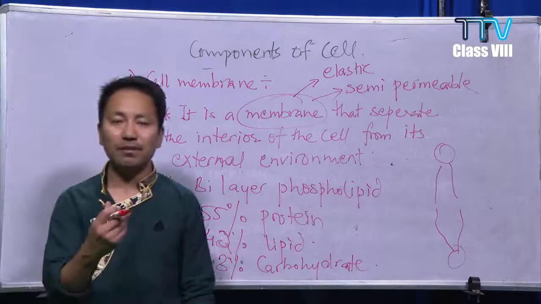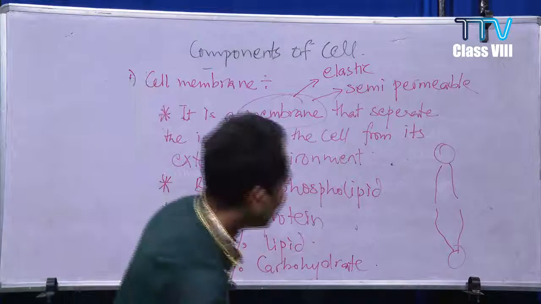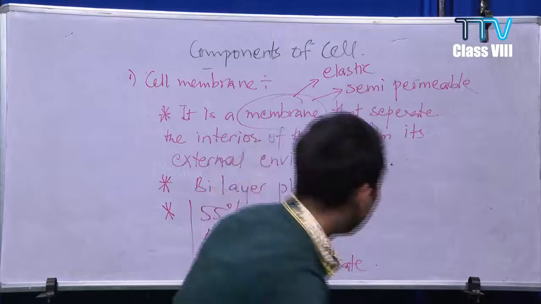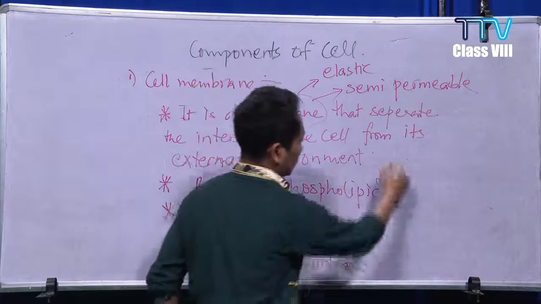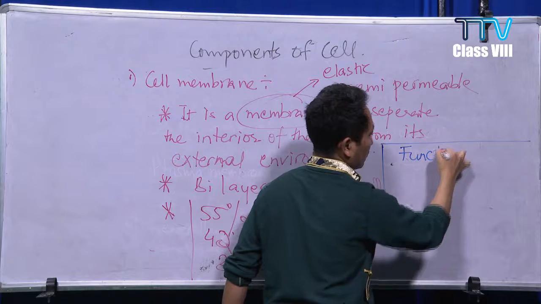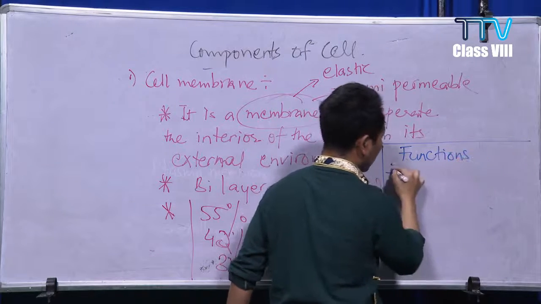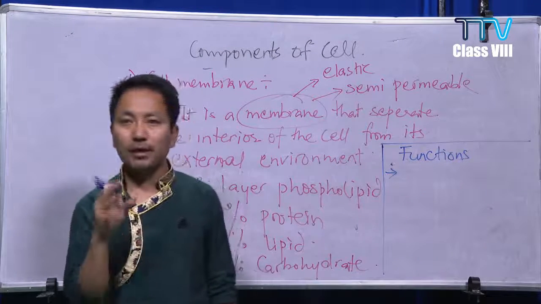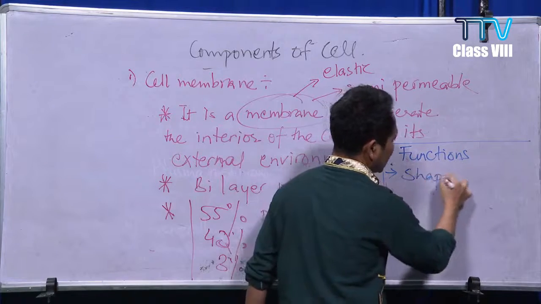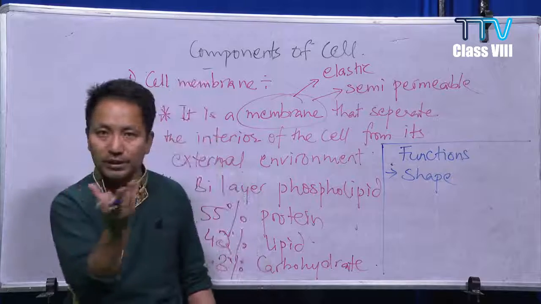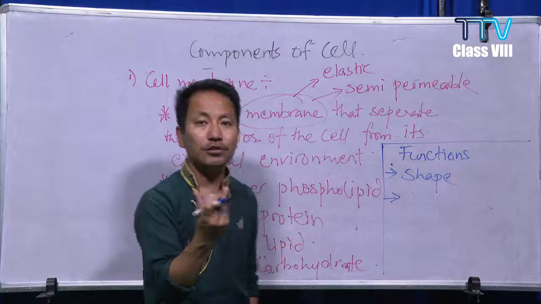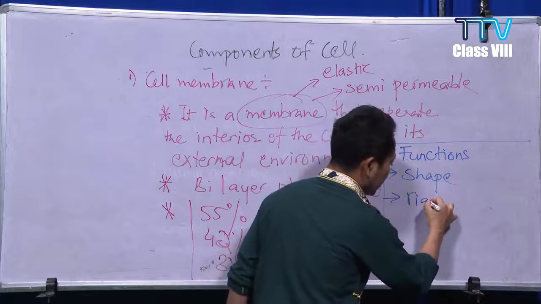What is the function of a cell membrane? The functions of the cell membrane: it provides shape, it gives shape to the cell. It provides rigidity to the cell, rigidity.